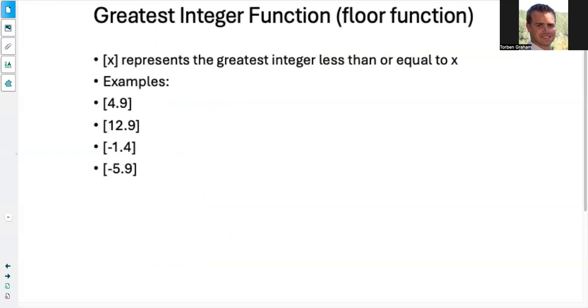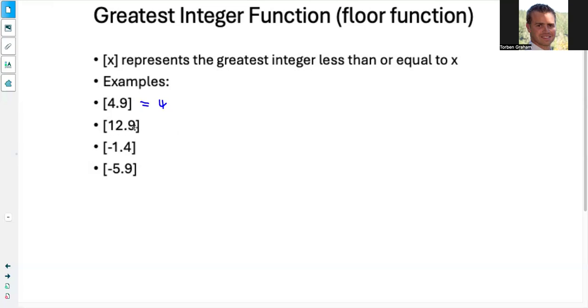Okay, now something you haven't seen before, something known as the greatest integer function, also known as a floor function. If we have square brackets around x, that represents the greatest integer that's less than or equal to x. So in this example, the floor function of 4.9, our biggest integer that is less than 4.9 would just be 4.